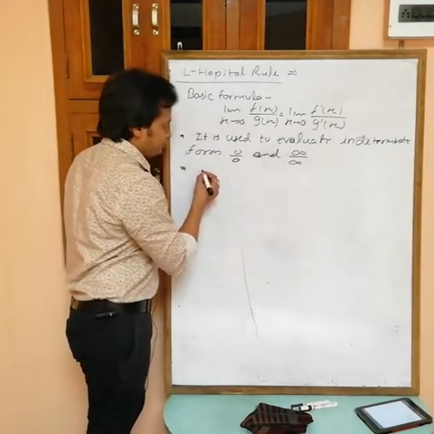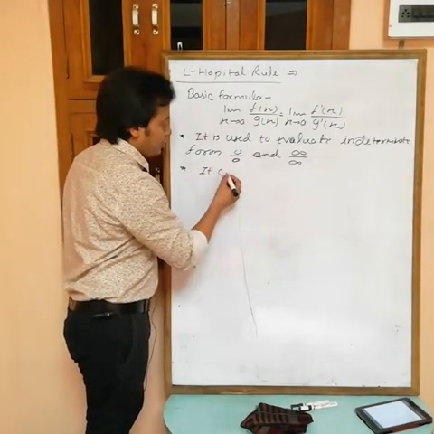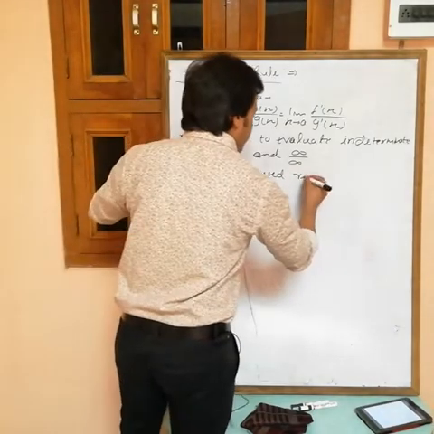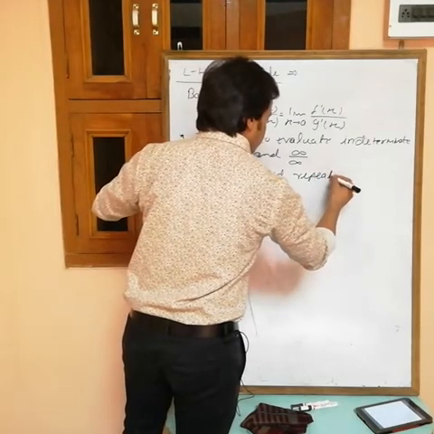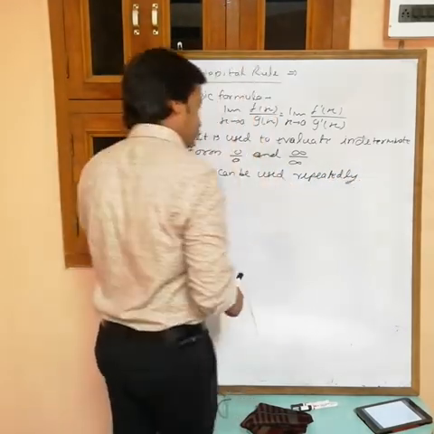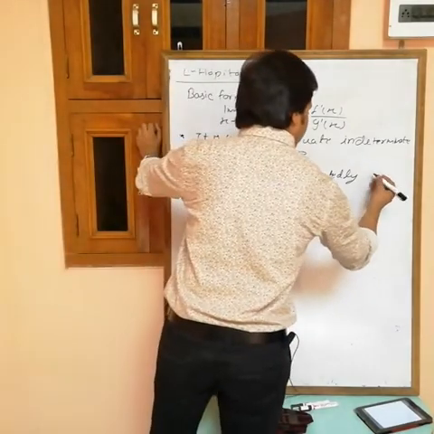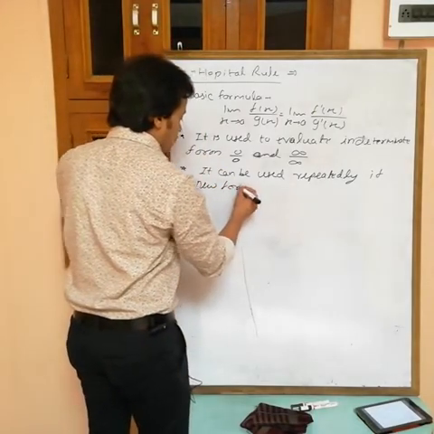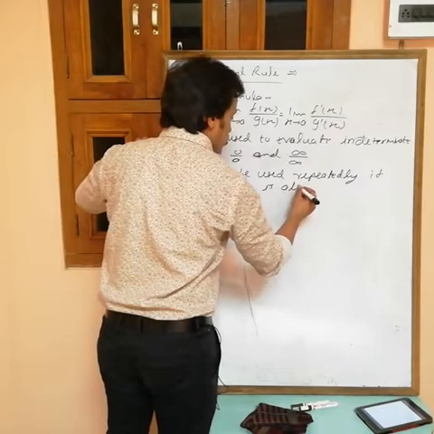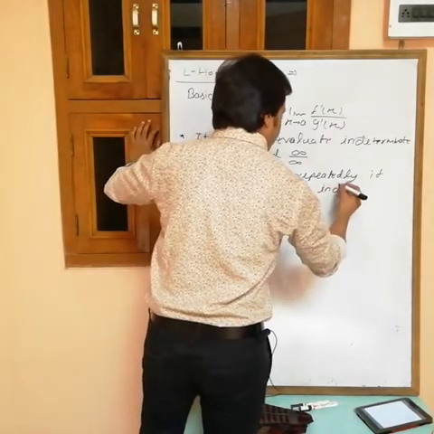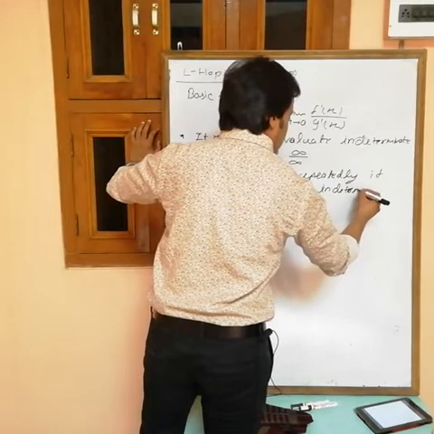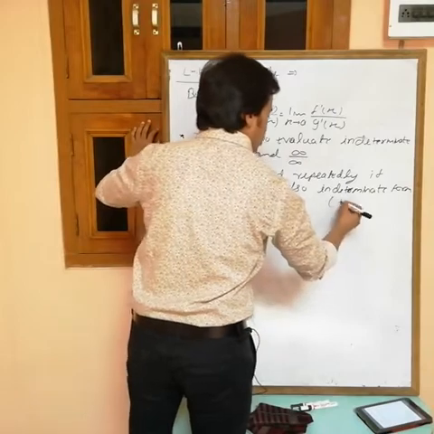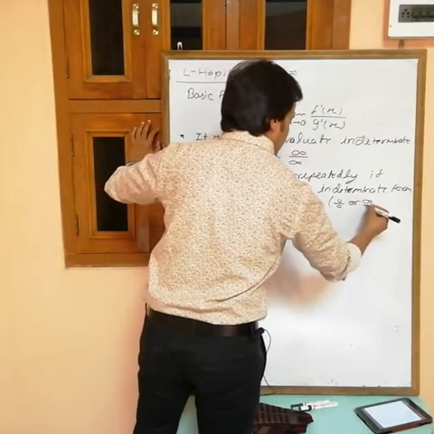So next one is, it can be used repeatedly if new form is also indeterminate form. Only 0 by 0 or infinite by infinite.